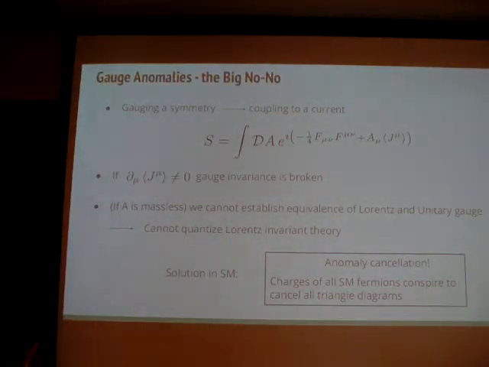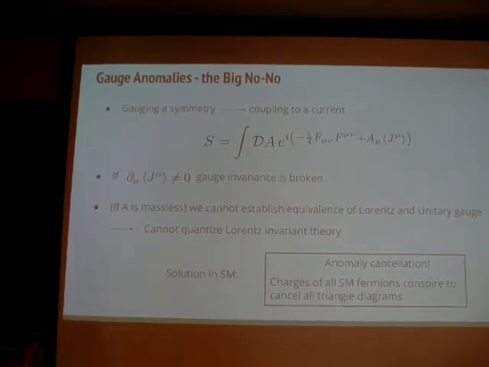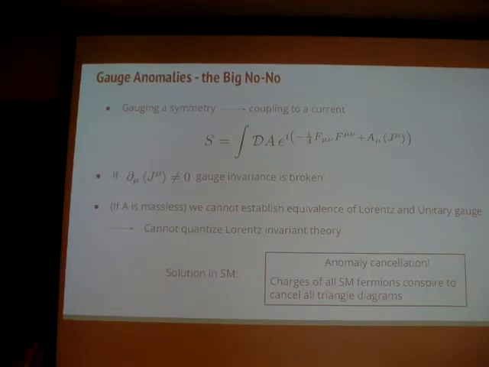Gauge anomaly is the big no-no. So at least when I took QFT 1 or 2, I think, people told me you always have to check if you have any kind of model, you have to check that you have gauge anomaly cancellation. Because if you have a gauge anomaly in a theory, it signals the breakdown of the theory. You can't quantize it correctly.